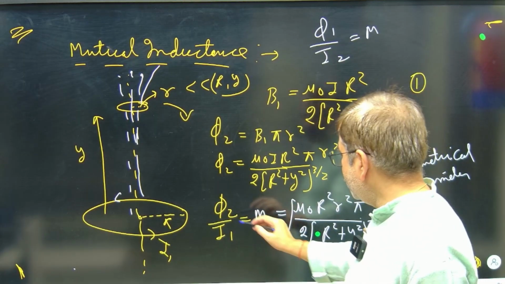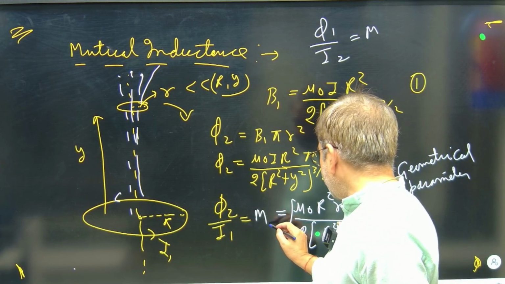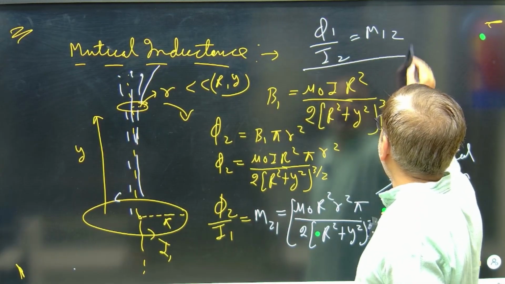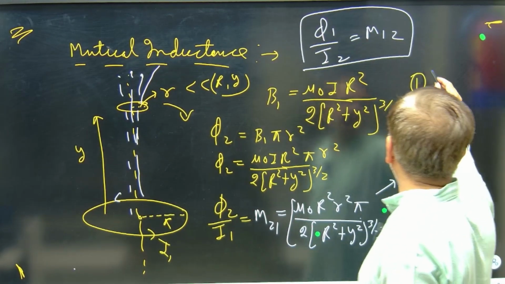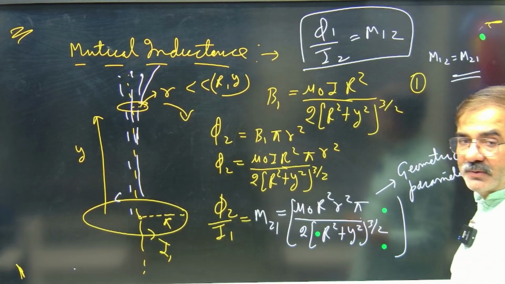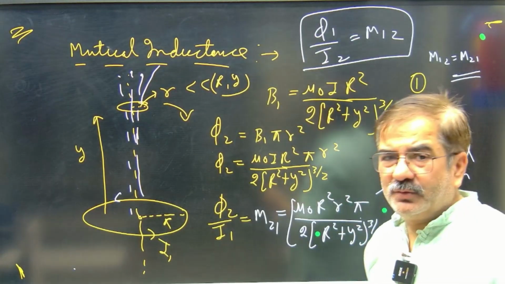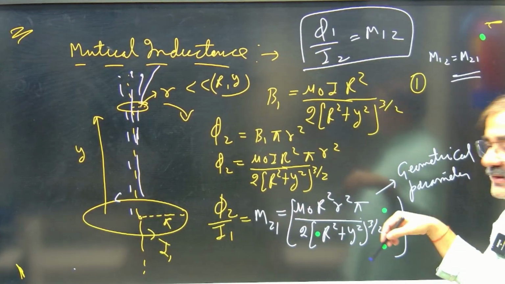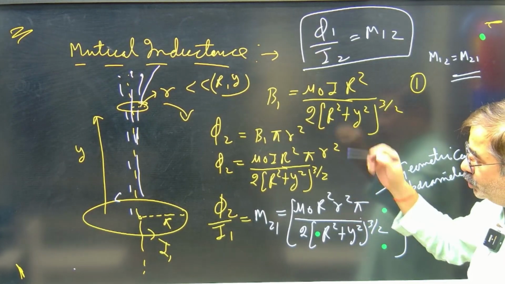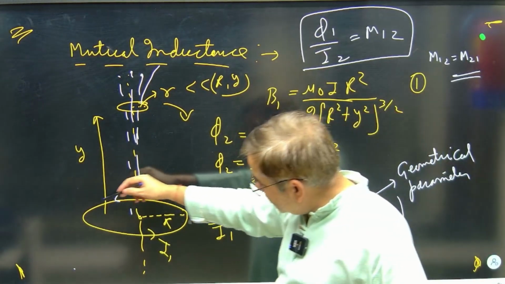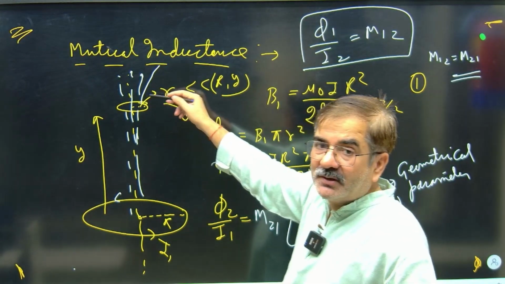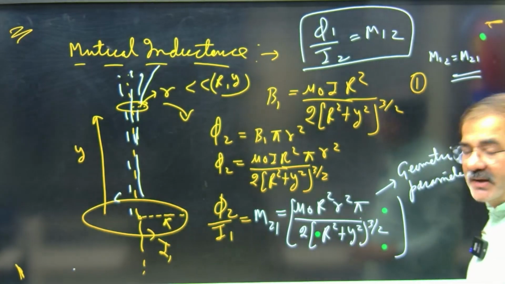If I say here phi 2 by I1 and write the value as M21, and here phi 1 by I2 as M12, so both magnitudes are always the same. The value of mutual inductance, either M12 or M21, is always the same. This we can see and prove also. Even without the mathematics, experimental data will give the same result. Correct? It was for the two loops, meaning that if I am changing the current in the first, bigger circular loop, there will be an induced current in the second one. So this phenomenon is called mutual inductance.